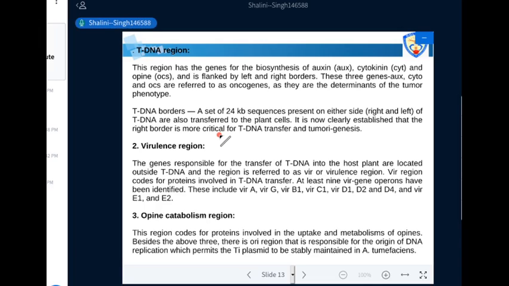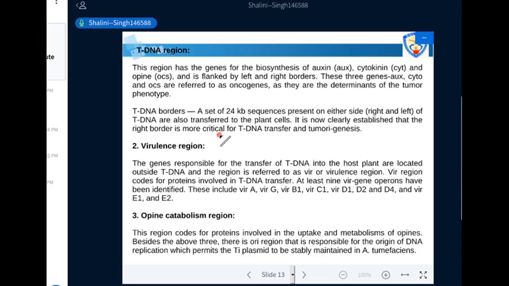Virulence region: genes responsible for the transfer of T-DNA into the host plant are located outside the T-DNA. And the region is referred to as the Vir or virulence region. The Vir region codes for proteins which are involved in T-DNA transfer. At least 9 Vir genes or proteins have been identified. This includes VirA, VirG, VirB1, VirC1, VirD1, D2, and D4, and VirE1 and E2.